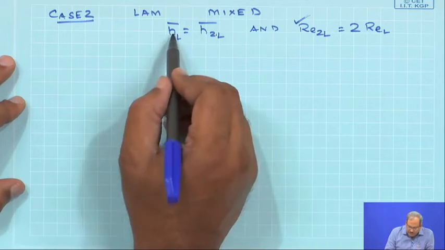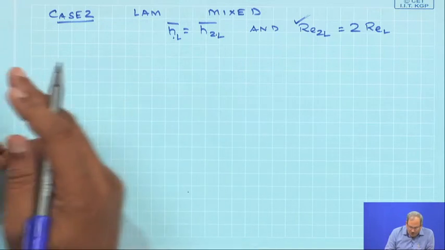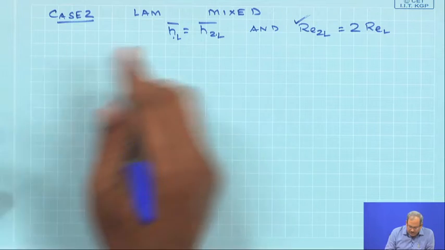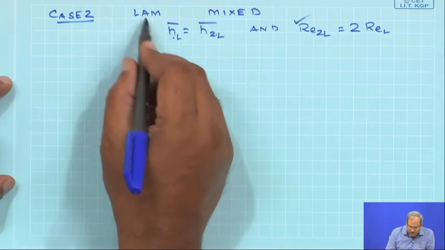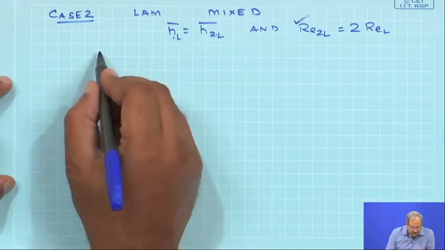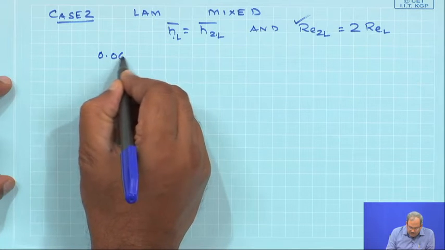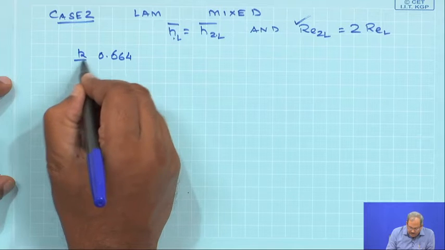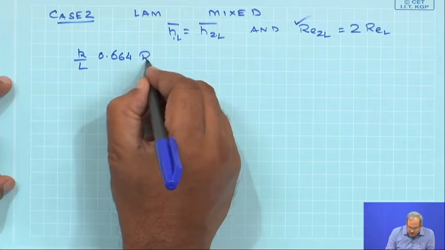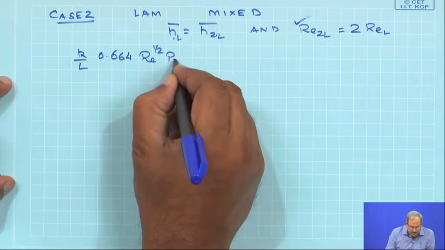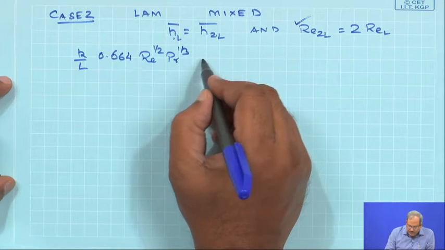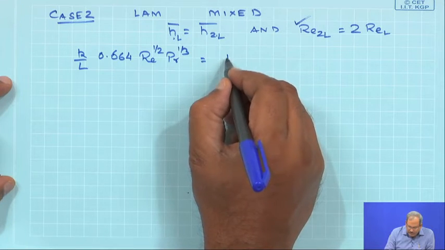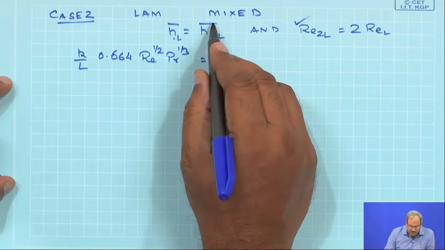Now, since this is in laminar flow, I am simply going to use the Sherwood number relation for laminar flow. So, this h_L would be 0.664 k by L, Reynolds to the power half, Prandtl to the power 1/3, and for 2L it is going to be k by 2L. This is in mixed flow.